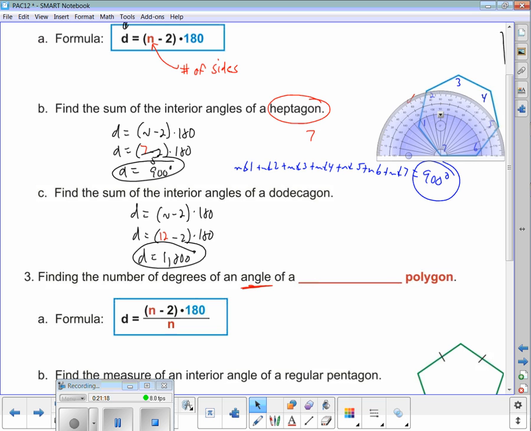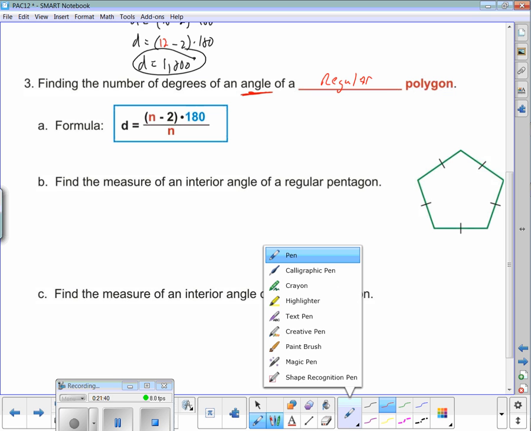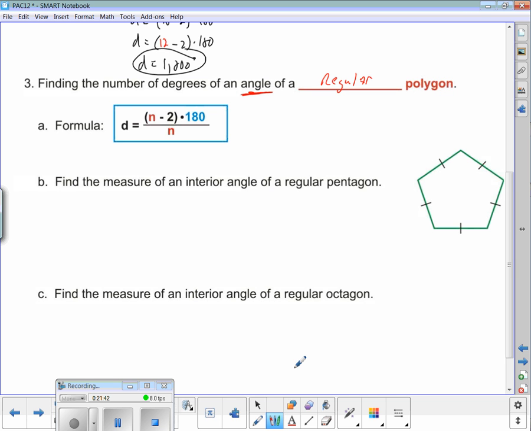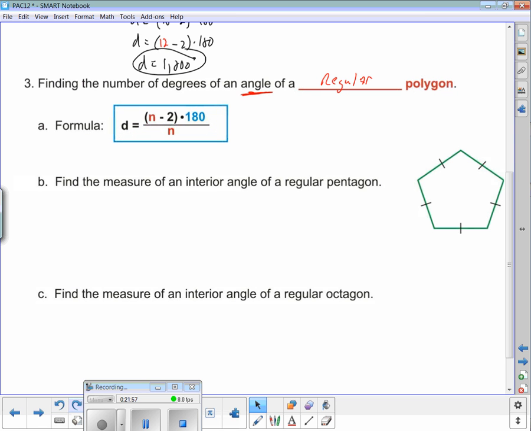Okay, let's go back now to where we're at. So we can find the number of degrees of each of those angles for a regular polygon. So let me show you what this formula is. Let me not include the D here. Whoa, it's undoing all my stuff. Okay, get it back.